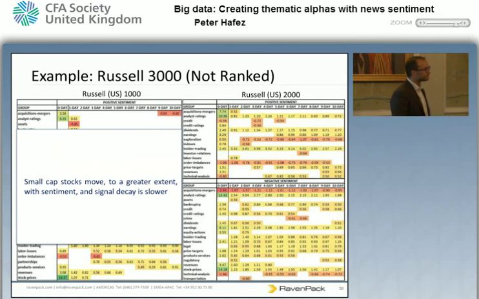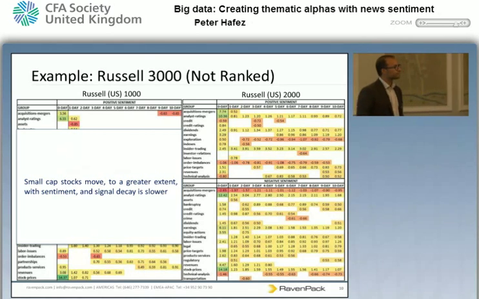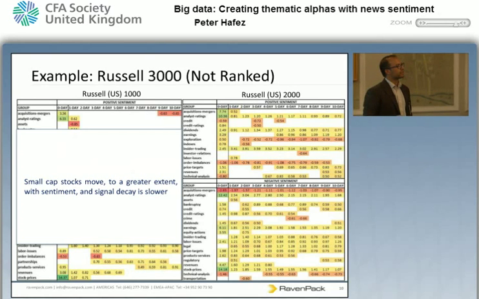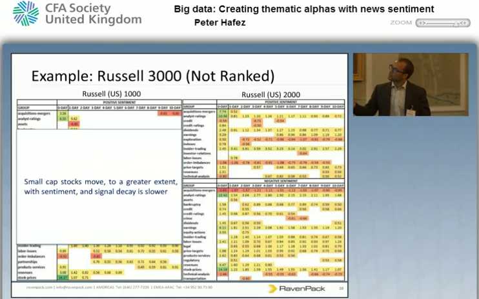Sorry, can I just quickly ask on that M&A activity, does that distinguish between acquiring or being acquired? Yes, it does. So it's not just that the small caps are being acquired, the large caps are doing the acquiring? No, not in this particular case.